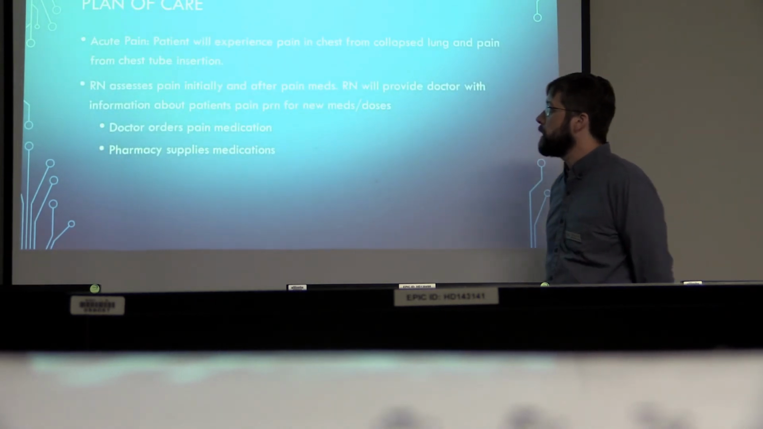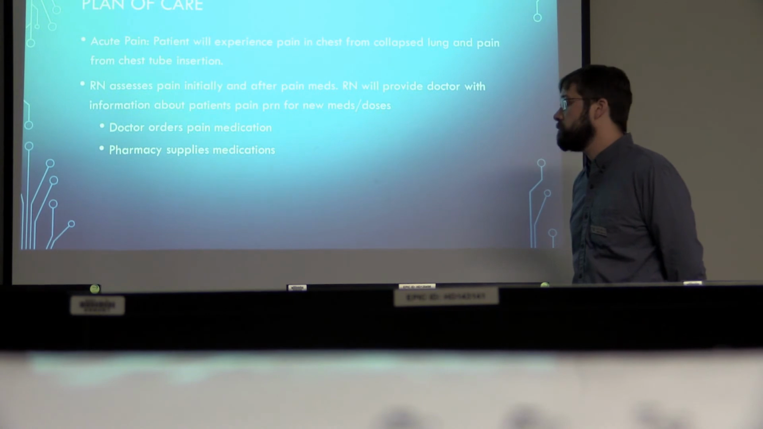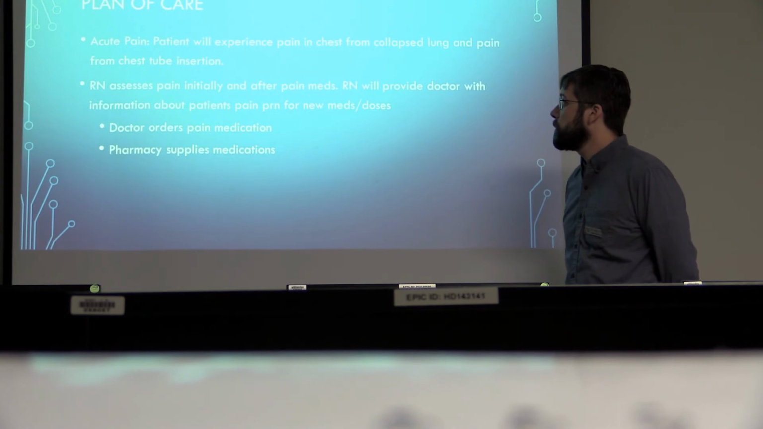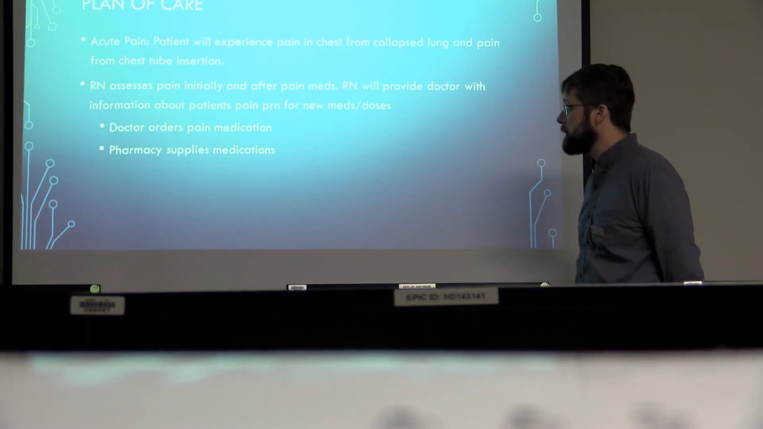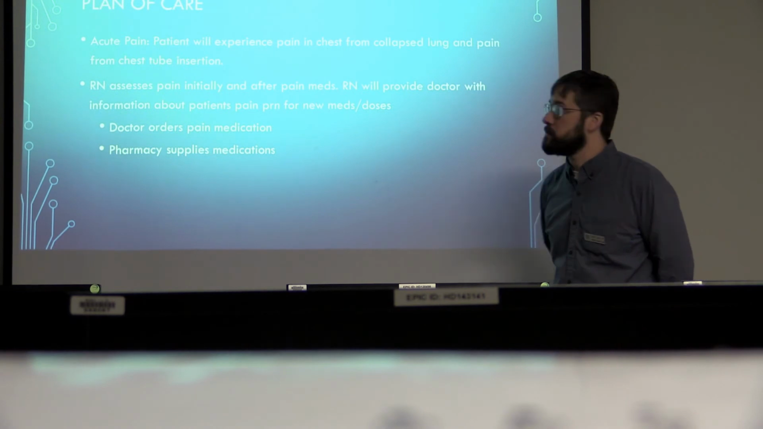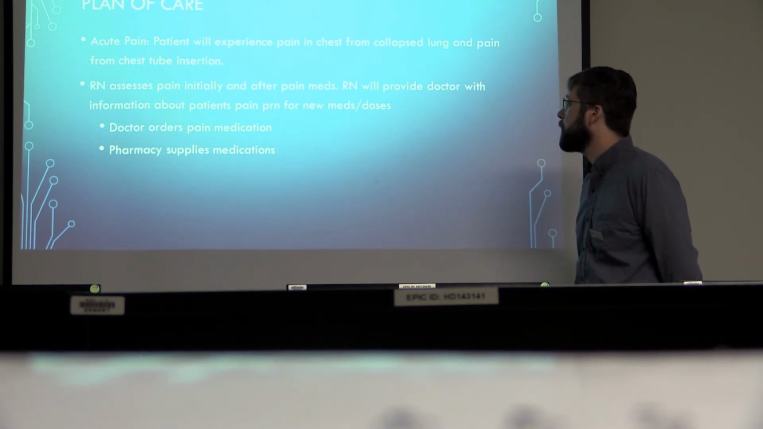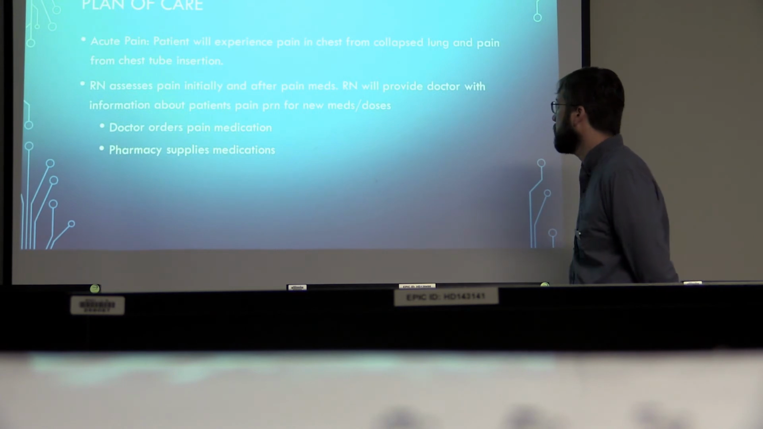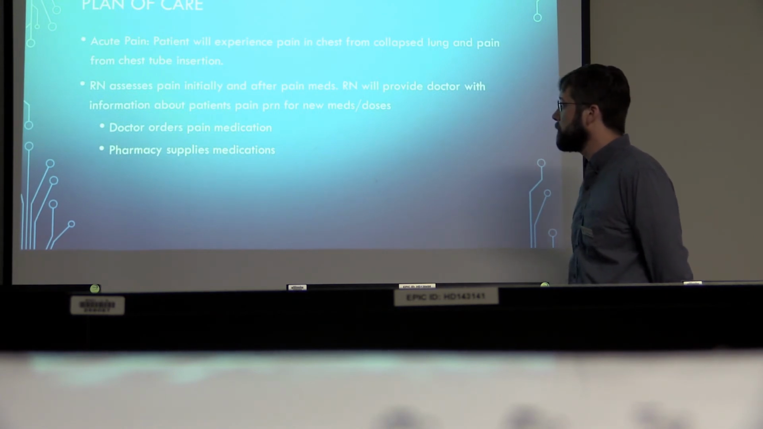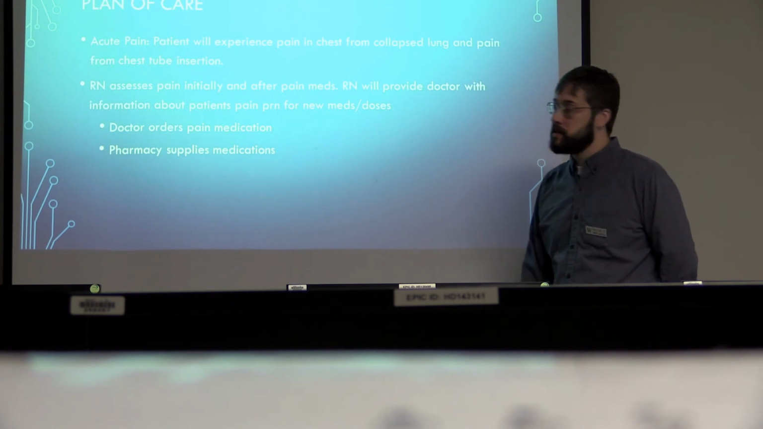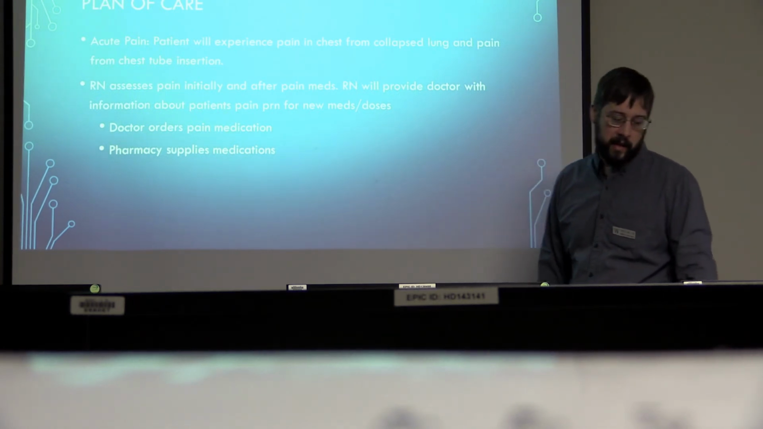This patient's going to be in a lot of pain, likely, and they will probably be freaking out a little bit too. So pain medicine is going to be key in this situation for a lot of reasons. It's going to calm them down. When patients are calmer, they can breathe a little bit better. But it's also going to make it a little less traumatic from a pain standpoint. So the RN initially assesses the pain, lets the doctor know where we're at, what we need, and the doctor's going to order the meds. Pharmacy supplies those meds, and the nurse will reevaluate the pain level afterwards.